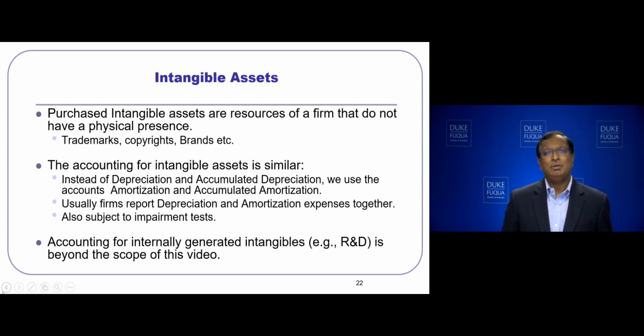Now let's talk a little bit about the intangible assets. What are intangible assets? When a firm buys some intangible assets, these are resources that do not have a physical presence, such as trademarks, copyrights, and brands, etc. The accounting for purchased intangible assets is very similar to what we did for tangible assets. However, instead of depreciation and accumulated depreciation, we use the terms amortization and accumulated amortization. And usually firms report depreciation and amortization together in the income statement. And like tangible assets, intangible assets are also subject to impairment tests.